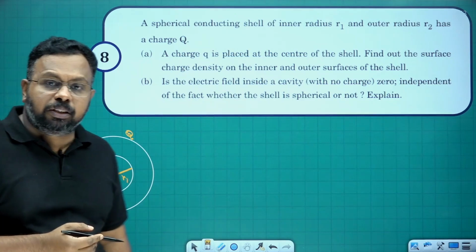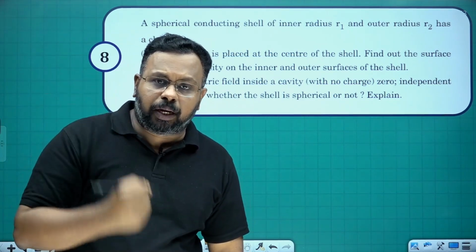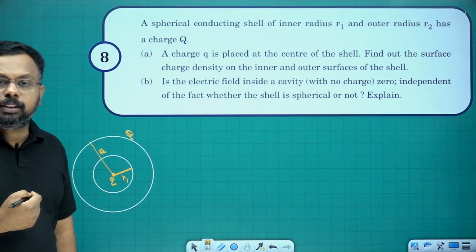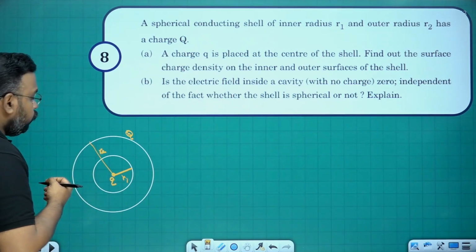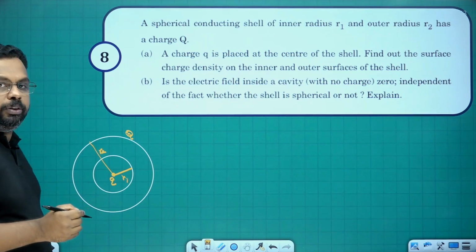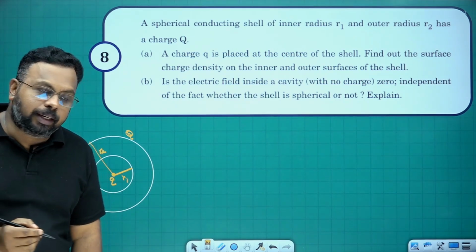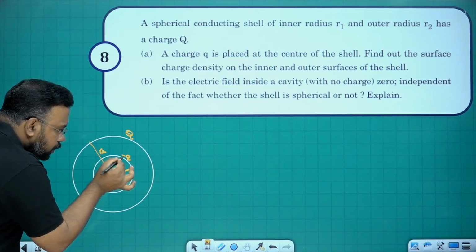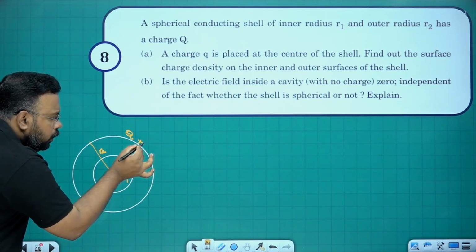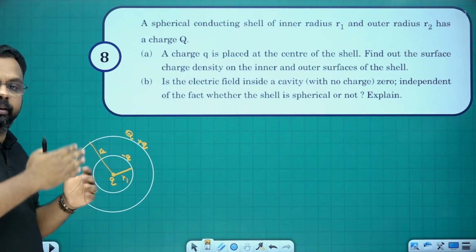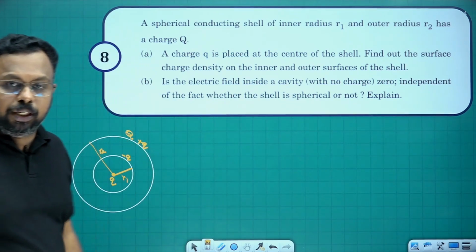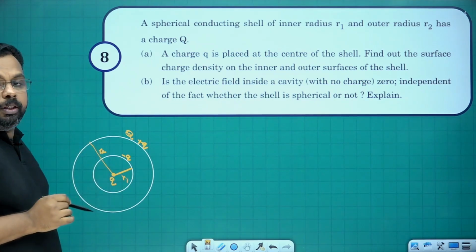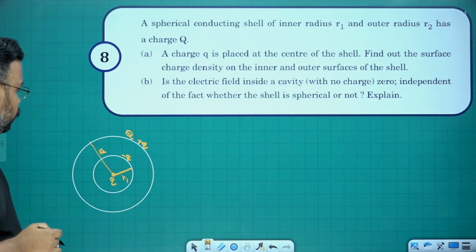What is meant by surface charge density? Surface charge density is charge by area, charge per unit area. So here at the center you can see there is a charge q. If q charge is kept over here, due to electrostatic induction, minus q charge will be induced on the inner side and plus q will be induced on the outer side. The charge will be redistributed on this. Hope you remember the electrostatic induction concept.